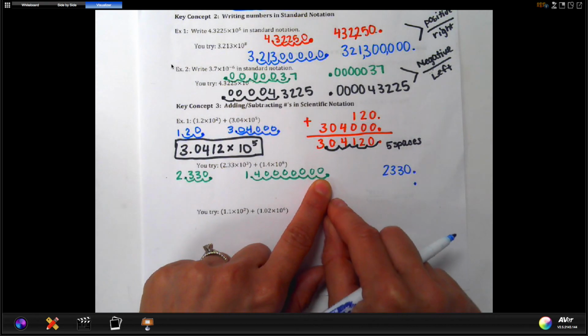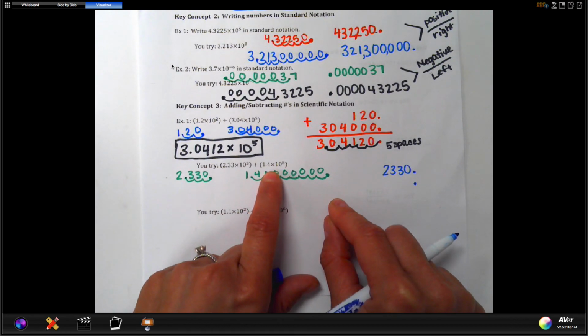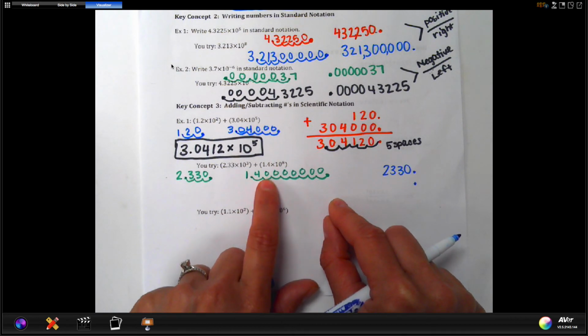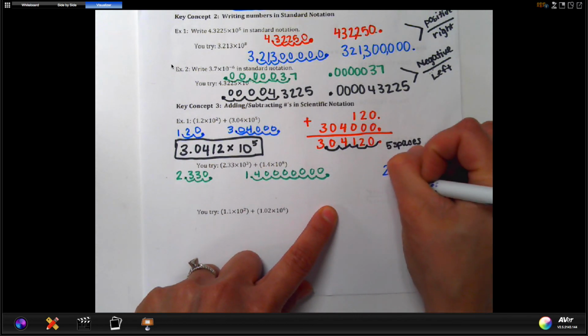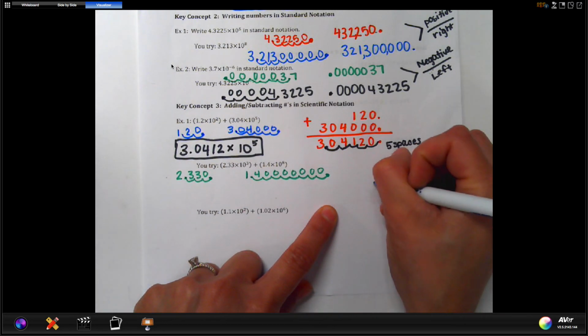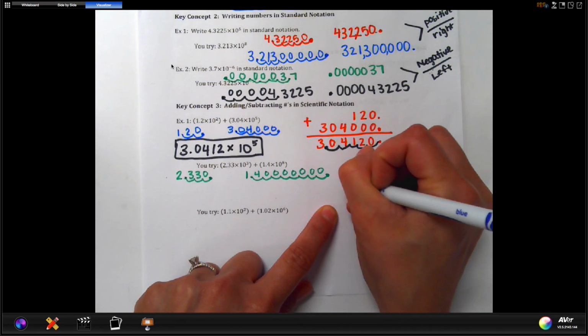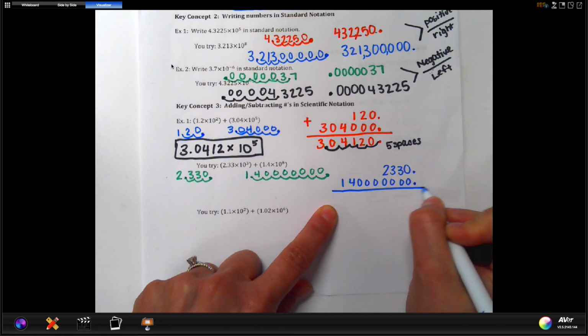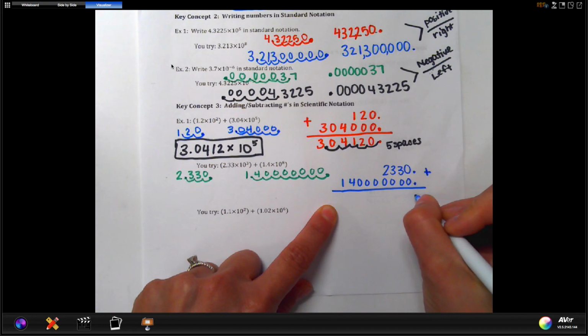So I like to count. I have 1, 2, 3, 4, 5, 6, 7 zeros, not 8, because one of those spaces was taken up by the 4. So 7 zeros, make sure you line them up. 4, 5, 6, 7 zeros, then a 4, and then a 1. And I'm going to add them like I learned in elementary school, right? Starting on the right side.